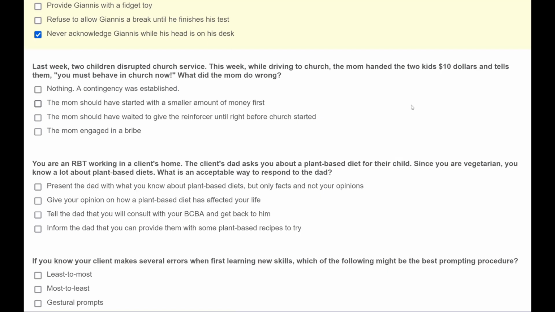C, the mom should have waited to give the reinforcer until right before church started. We're still facing the same issue if we do it that way, where they haven't even behaved yet, right? We haven't even seen the target behavior. A contingency relies on us seeing the target behavior before we give reinforcement. If we're handing out reinforcement before the behavior occurs, what are we doing? Well, the mom engaged in a bribe. In ABA, we don't bribe, right? We set contingencies, we don't bribe.